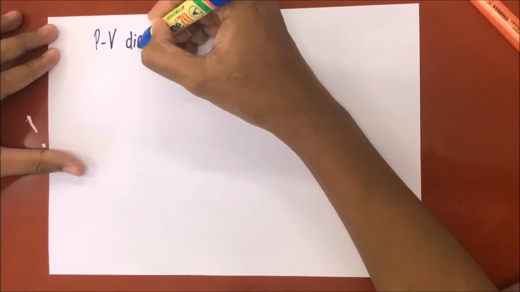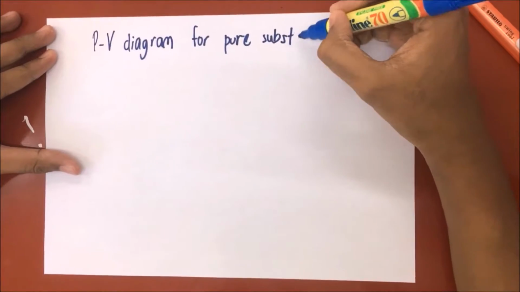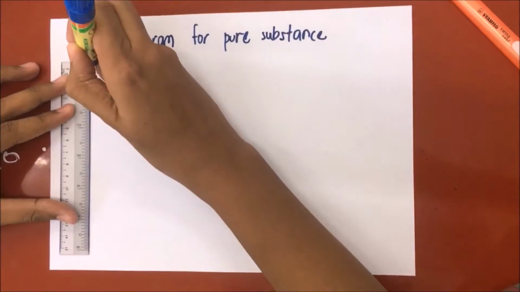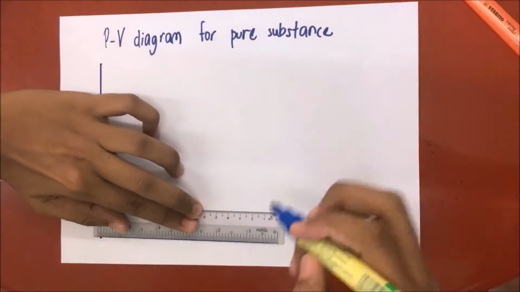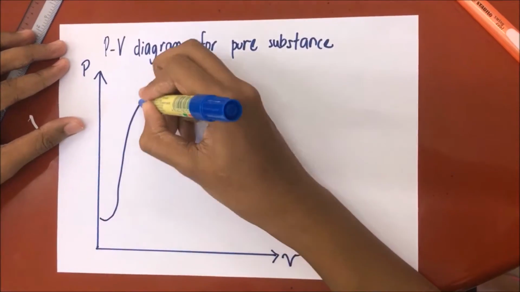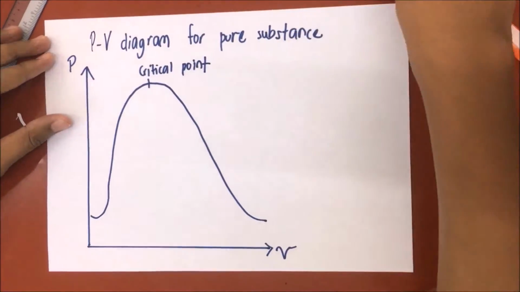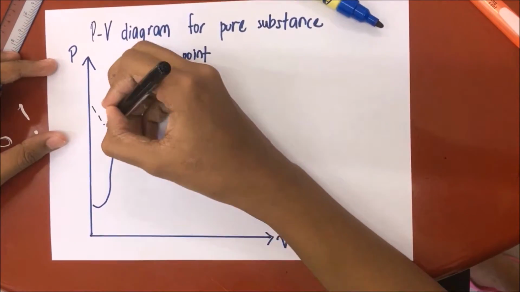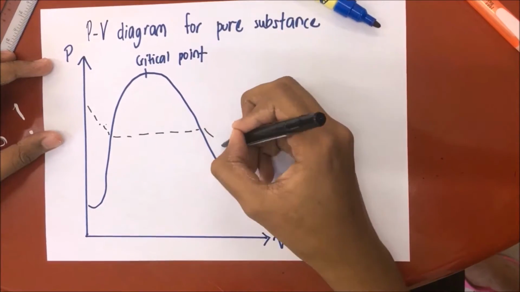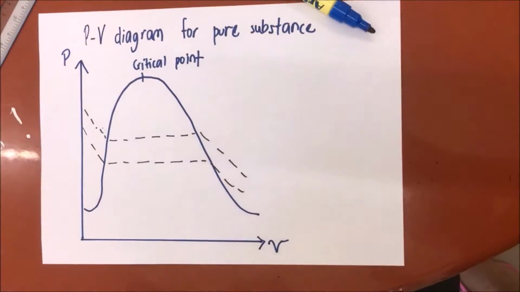PV diagram for pure substance. First, we draw the y-axis, pressure, and then the x-axis, specific volume. Then we draw the saturated liquid line to the saturated vapor line, connected through the critical point. Then we draw the isotherm line, where the temperature is kept constant, from top right to bottom left.